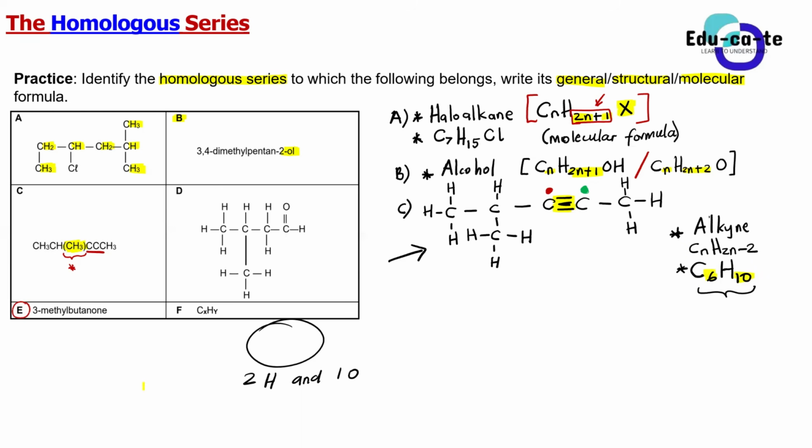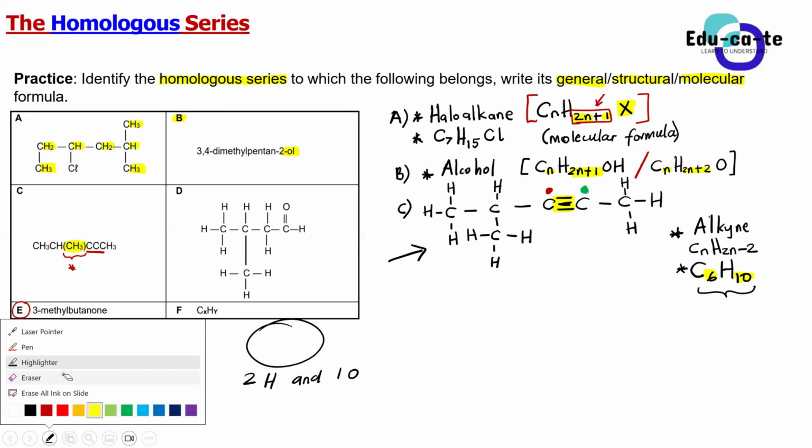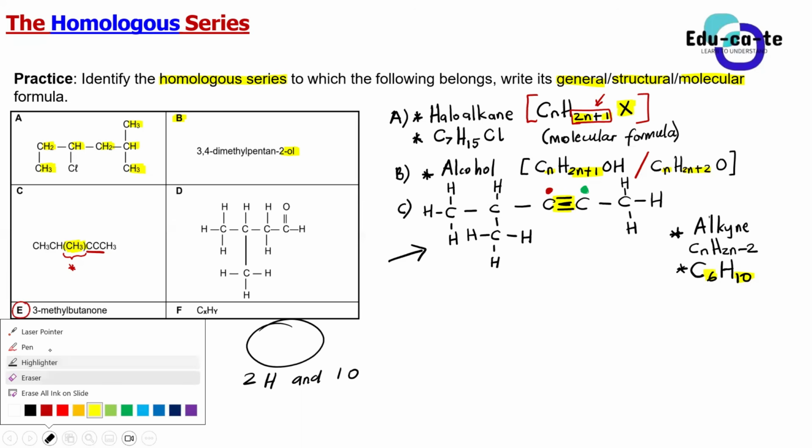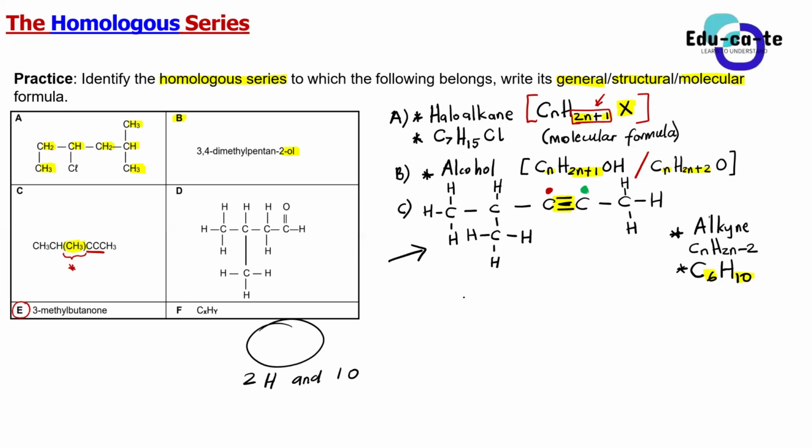If you want to use the general formula, since we know that this compound is an alkyne, the general formula is CnH2n-2. So what does this general formula mean? It means that for you to get the number of hydrogen atoms, you need to multiply the number of carbon atoms by 2, then you subtract 2 from that.